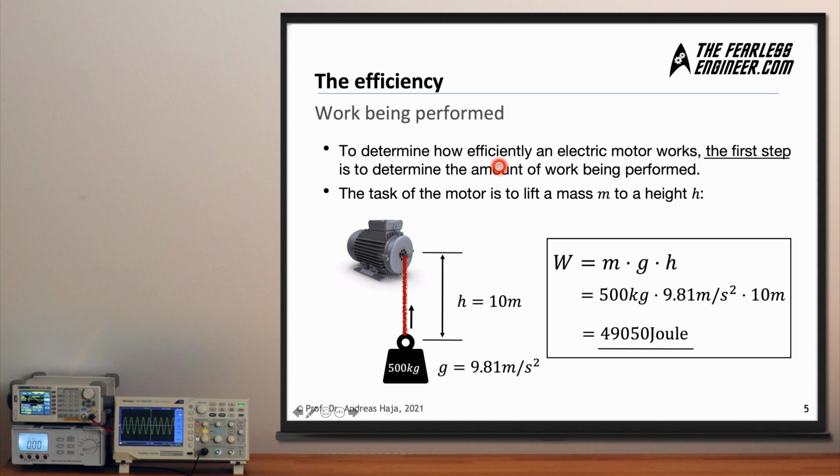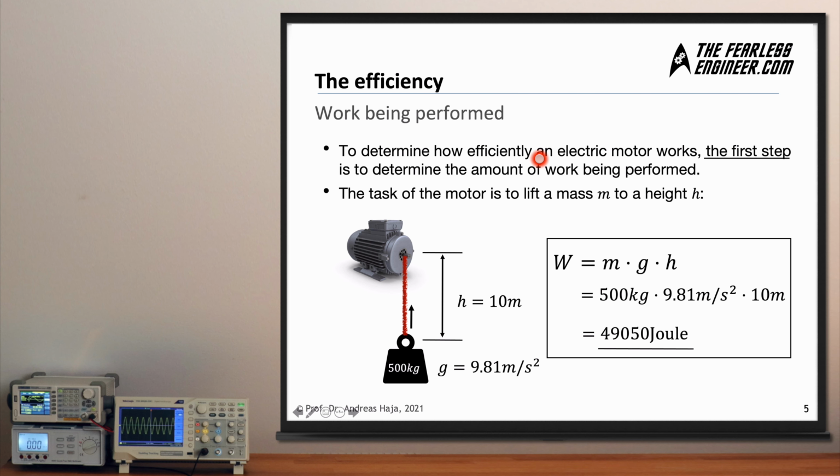In order to determine how efficiently, let's say, an electric motor works, here you can see a motor which needs to lift a load up from the ground. This load weighs half a ton, and the aim of the motor is to lift it up from ground position to a height of 10 meters above ground. And this is all happening within the gravitational field of the Earth, which is at 9.81 meters per square second. And we want to determine the energy efficiency of this electric motor.